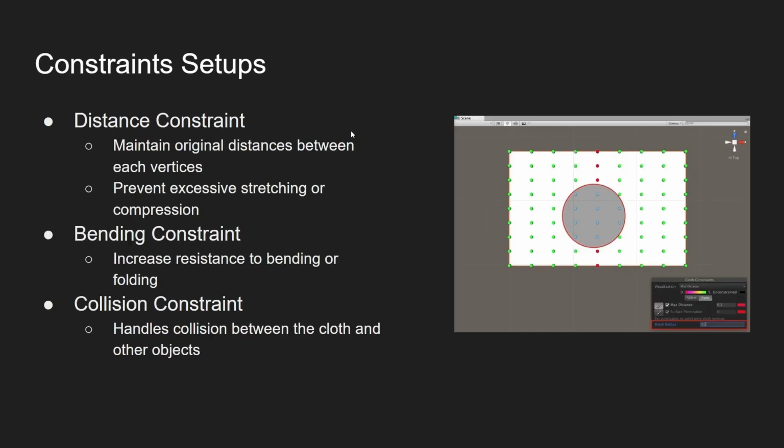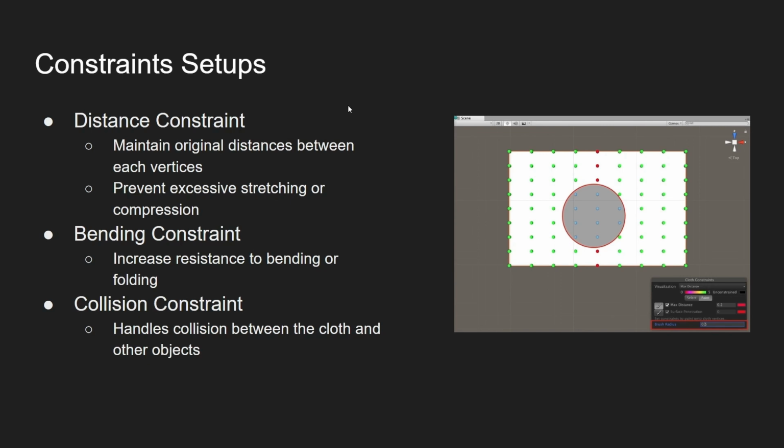So the different constraints to account for are distance constraint, bending, and collision constraint. For distance constraint, it is mainly used for maintaining the original distance between each vertex. And this is to prevent stretching and compression. Second is bending constraint. This is to increase resistance to bending or the folding of the cloth. The third constraint, which is collision constraint, is to handle collision between the cloth and other objects.